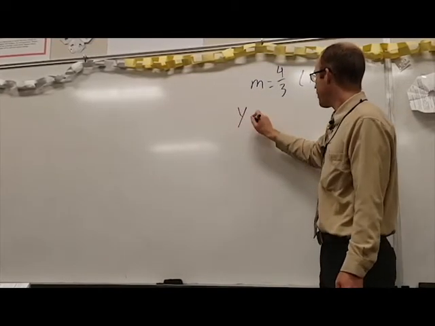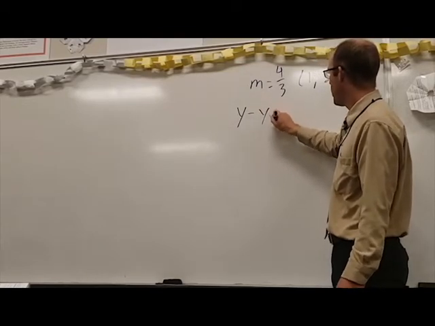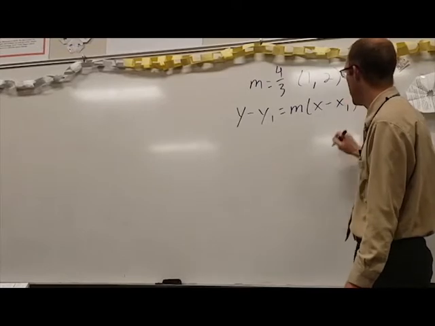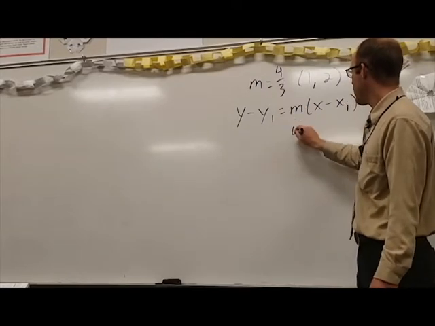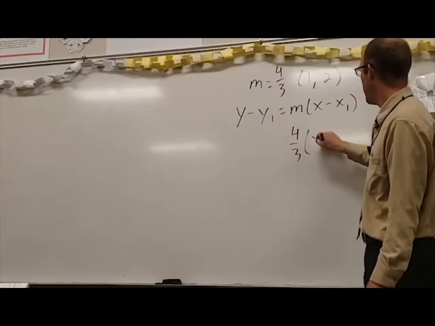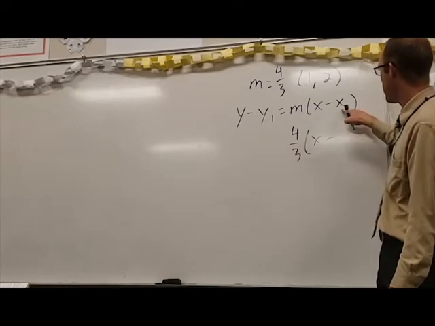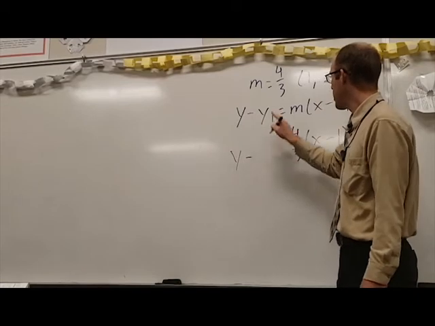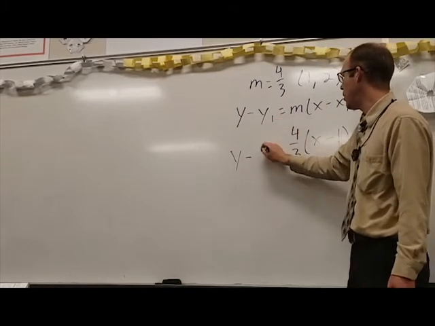Point-slope form is y minus y1 equals m times x minus x1. Our slope is 4/3, so I'm going to put that in there. Our x1 value, which is 1, put that in there. We get y minus our y1 value, which is 2.